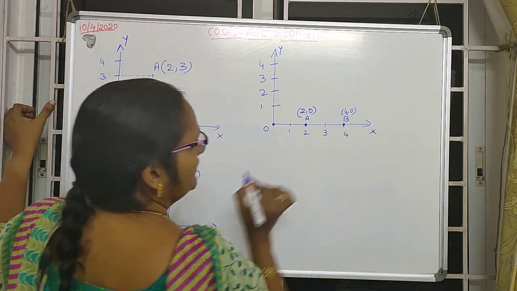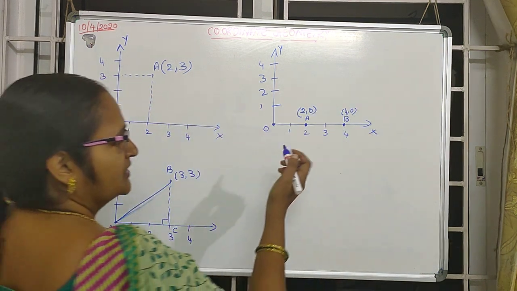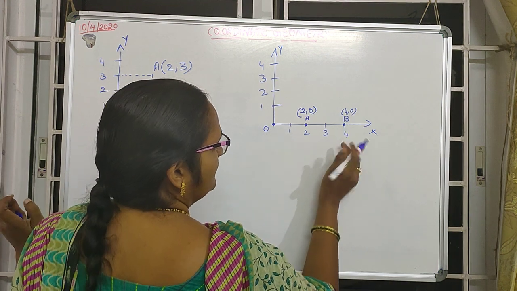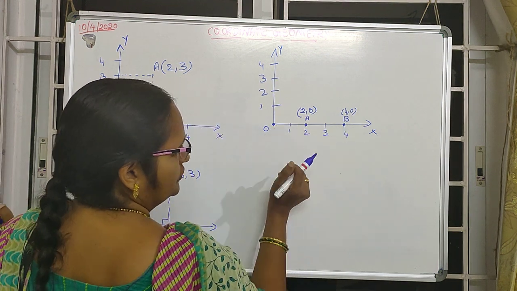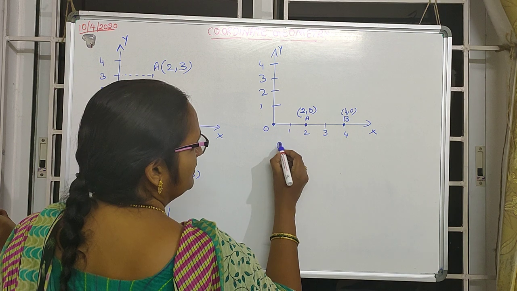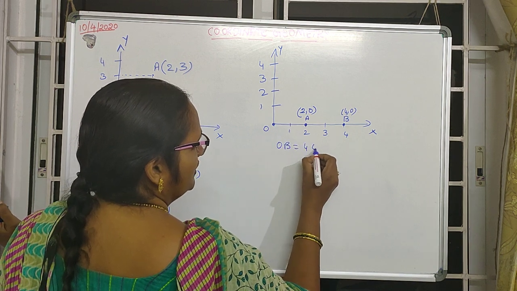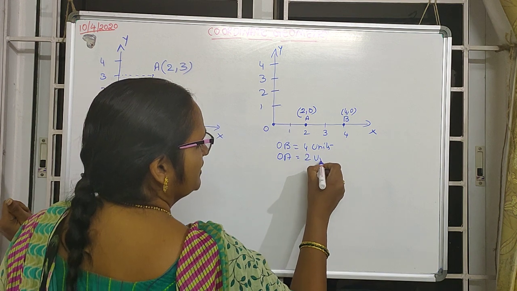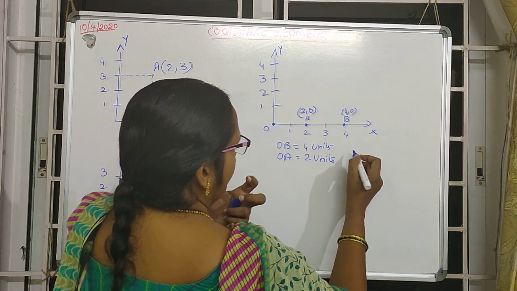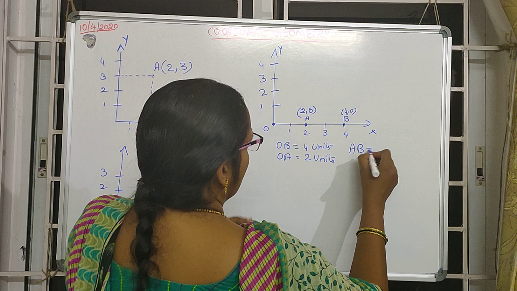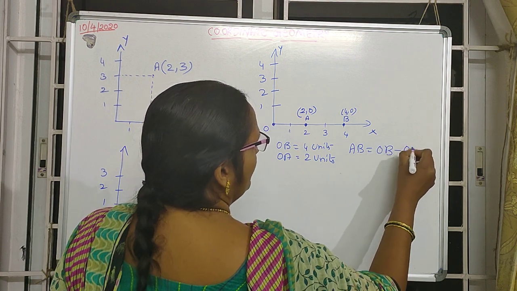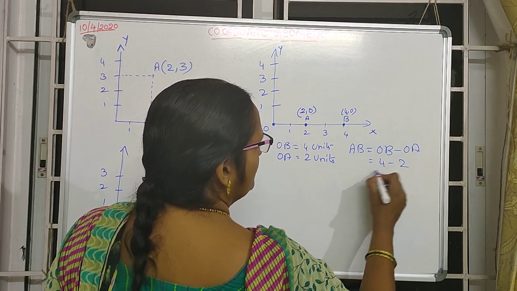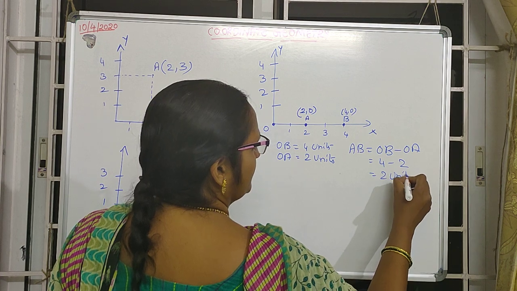What is the distance between A and B? You can clearly say that OB is 4 units, OA is 2 units. So the distance OB equals 4 units and OA equals 2 units. If you want to find the distance AB, then AB equals OB minus OA. This is equal to 4 minus 2, which is equal to 2 units. You can find it out.